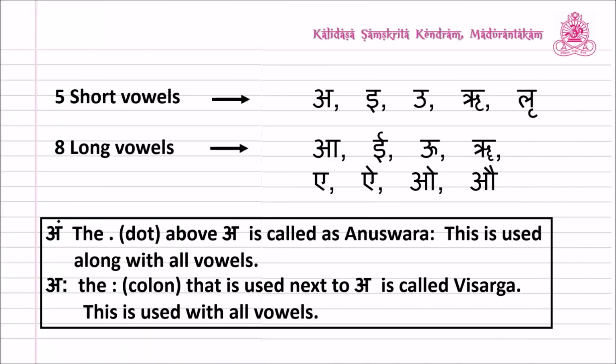Let us understand there are 5 short vowels and 8 long vowels. The 5 short vowels are a, i, u, r, l. The 8 long vowels are a, i, u, r, e, ai, o, au. This is also a long vowel.